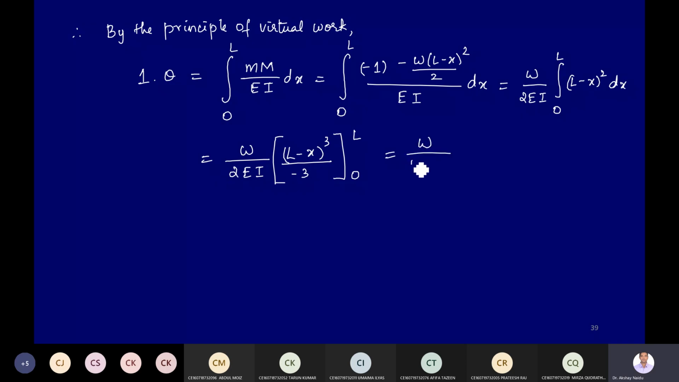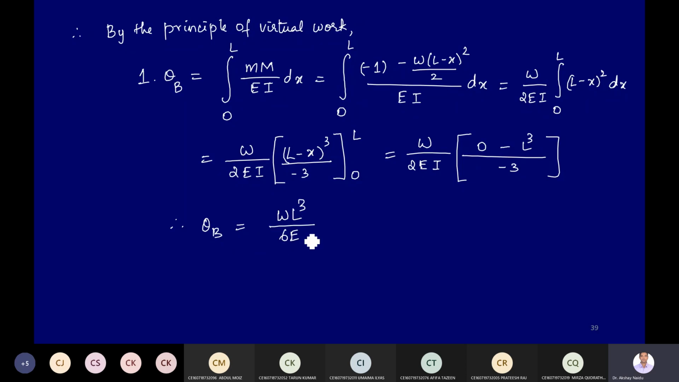So we get, substitute limits, 0 and we get L cube. Therefore theta B is WL cube by 6 EI. We solved it.